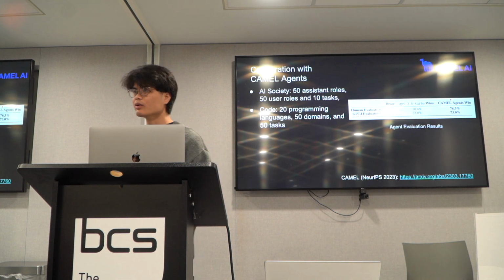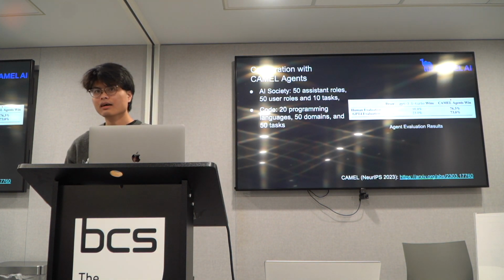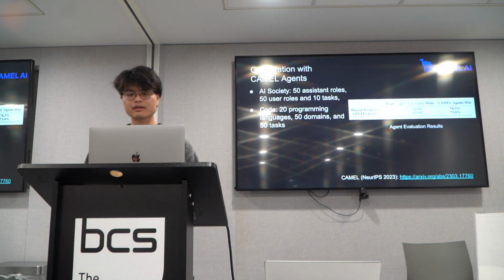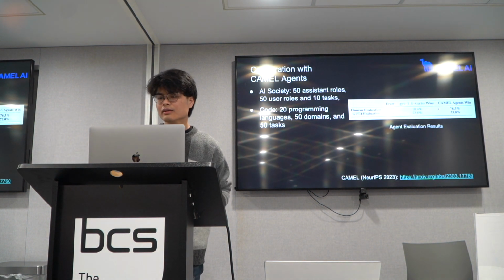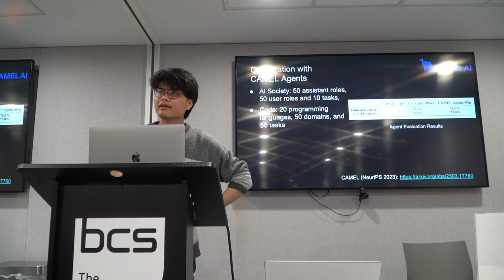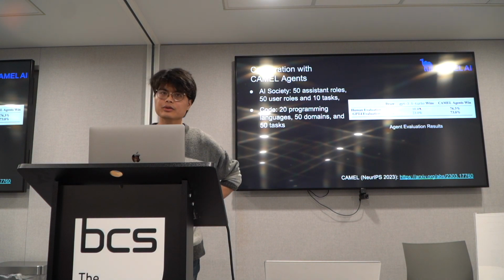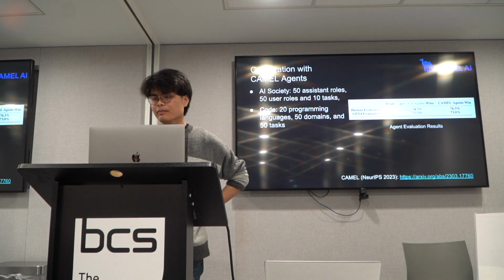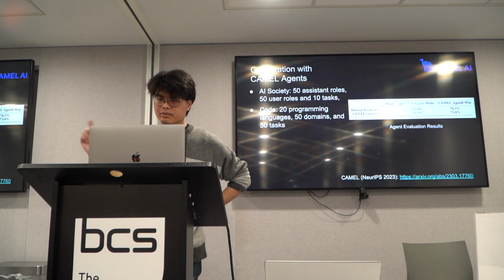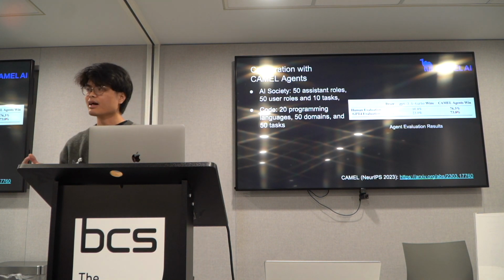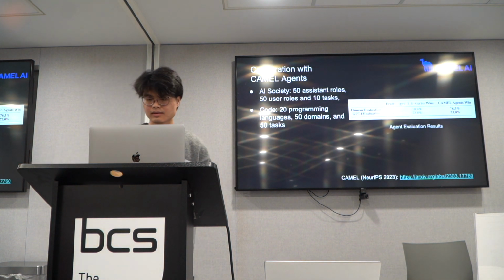The first question I want to ask is: is two agents better than one? So here is the conclusion. If you let two agents collaborate with each other, based on our evaluation, it's better than a single GPT-3.5. We used GPT-3.5 for these two agents as well. So you can see more than 70% of the time, two agents is better than one.